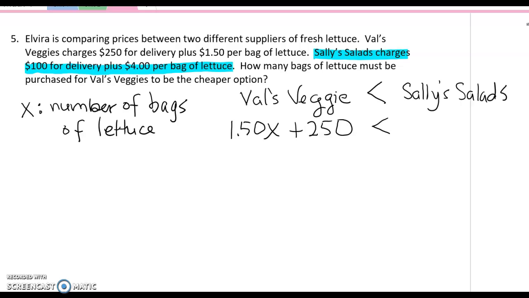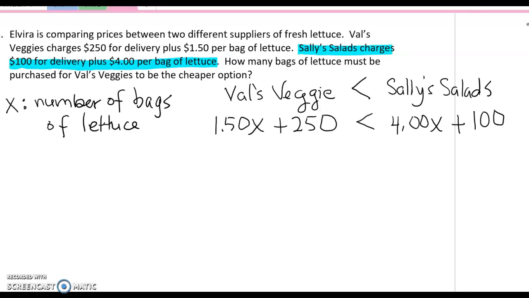Sally charges $100 for delivery plus $4 per bag of lettuce. So on that side of the inequality, we have $4 times x plus the $100 for delivery. So here's our inequality that we set up to solve for x, the number of bags of lettuce.